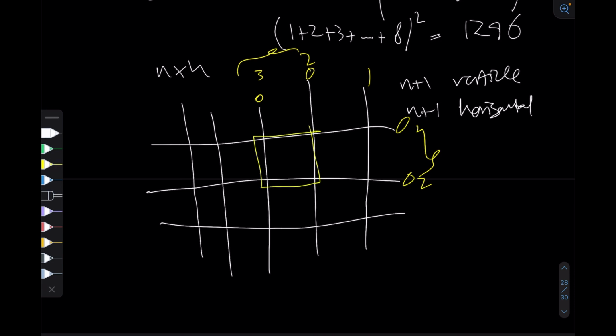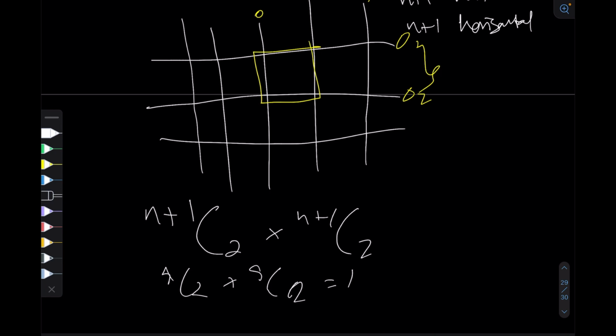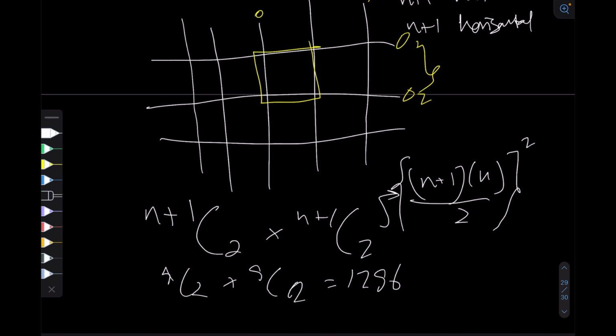What we need to find is how many different combinations of these vertical lines and horizontal lines there can be. In other words, we just need to find n plus 1 choose 2 and multiply it with n plus 1 choose 2, and this is the same as 1296. And this is actually the same formula, because n plus 1 choose 2 is n plus 1 multiplied with n over 2, and then you multiply it with the same thing. In other words, you square this, and you have the same answer, right?